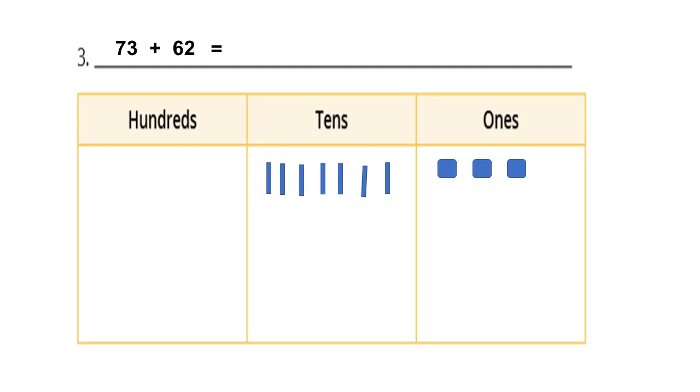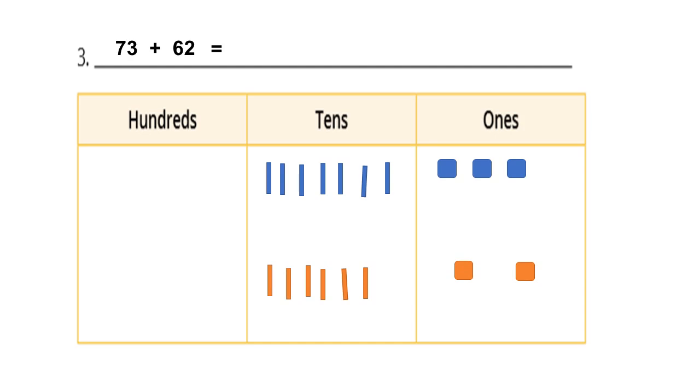Okay, the second number, 62. Let's represent 62. Start with the ones. Tell me what is the number here. 2 in the ones. Let's represent 2. 1 and 2. Okay, what is the number in the tens? 6. Can you represent 6 in the tens? Yes, we will do 6 straws. 1, 2, 3, 4, 5, and 6.